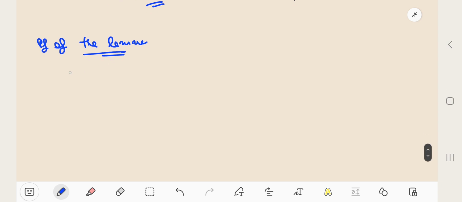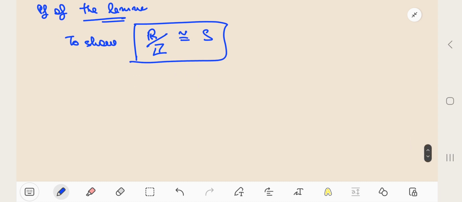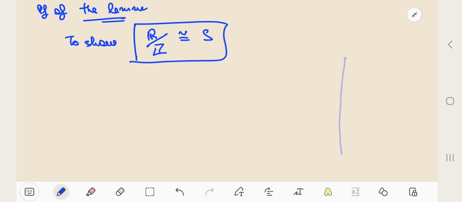So the proof of the lemma is that we need to show that R mod Z is isomorphic to S. Okay, this is what we need to show. And so this is just a quick overview.